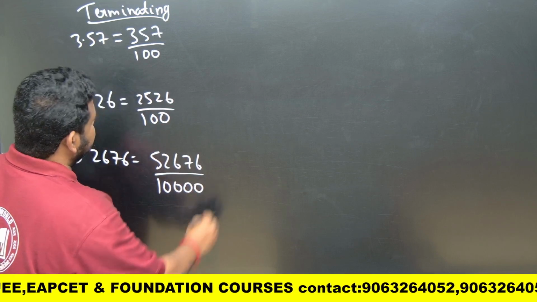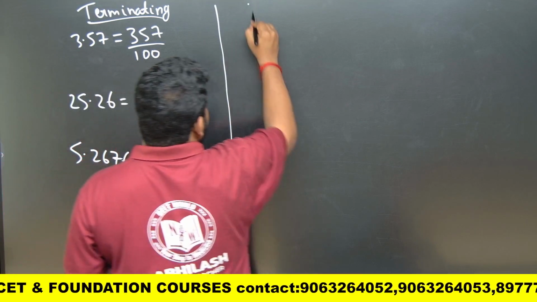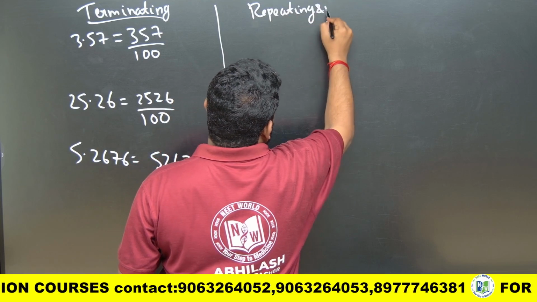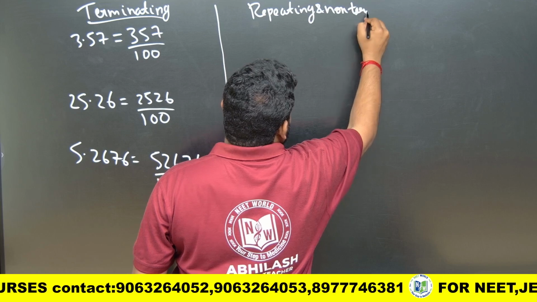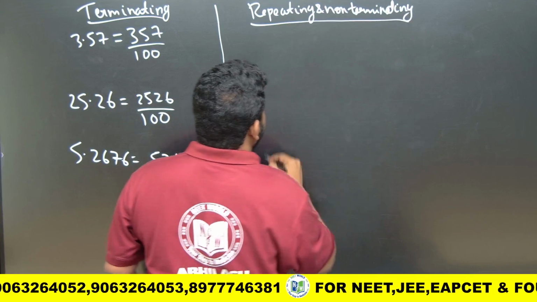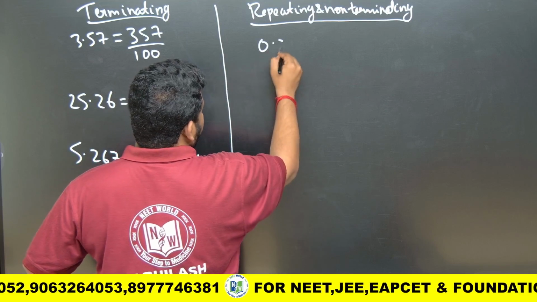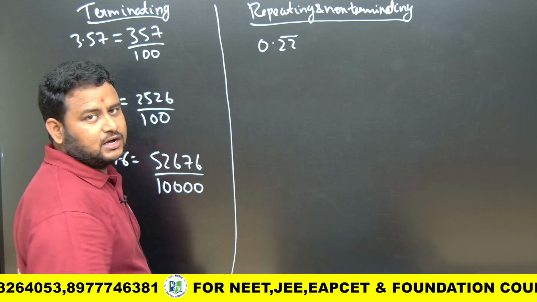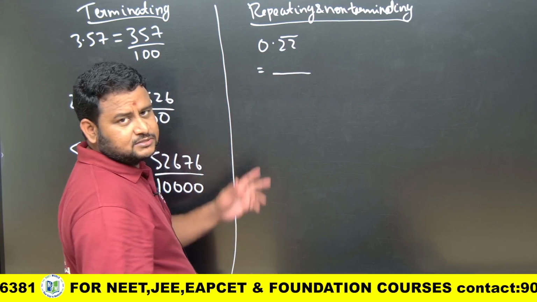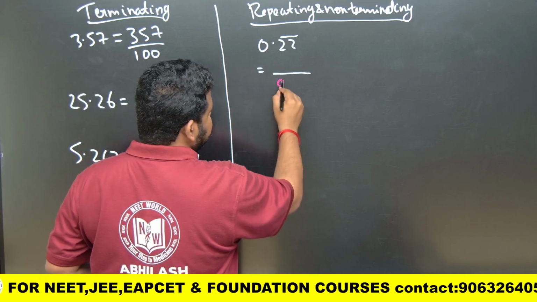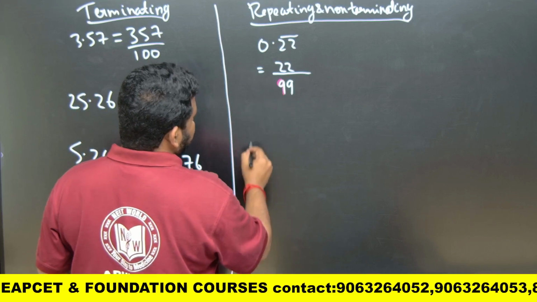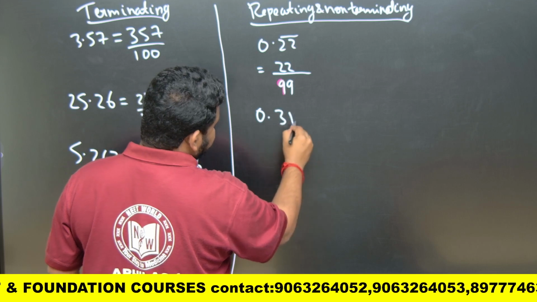This you already know. If it is repeating and non-terminating, suppose I write 0.22 bar. So what will I write? The denominator will be what? How many digits is the bar on? Those many 9s. Here it is not 0, it should be 9. The numerator will become what? As it is, 22.